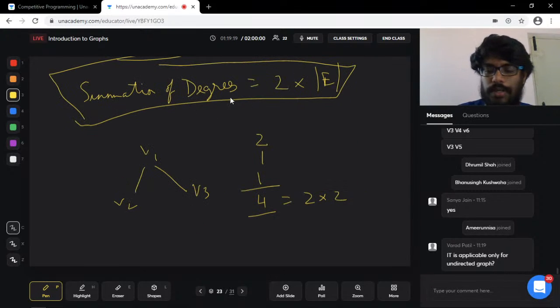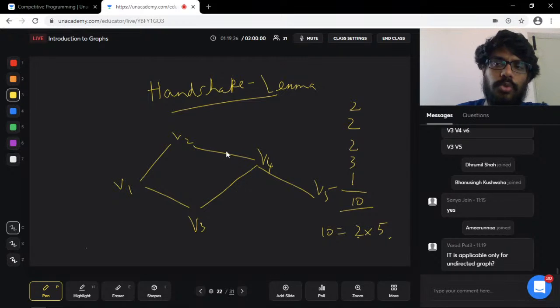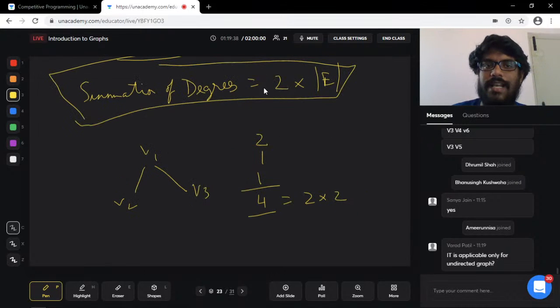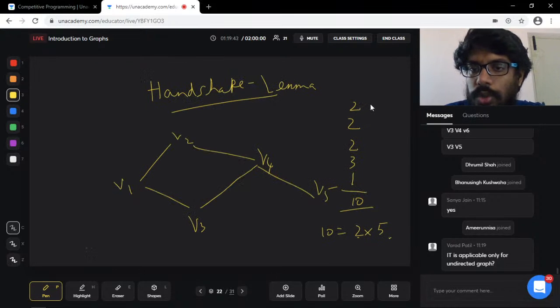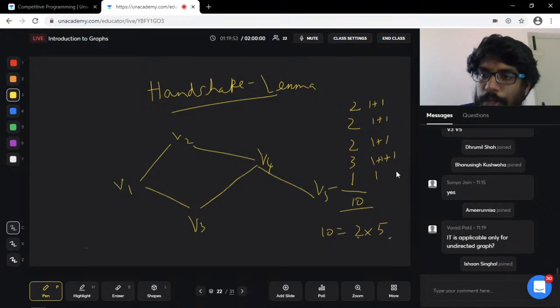So when I take this edge V2, V4, what did it do? It basically added a degree of 1 to V2 and added a degree of 1 to V4. So it contributed a sum of 2 to the left hand side. All I'm saying is think of this 2 as 1 plus 1, this 2 as 1 plus 1, this 2 as 1 plus 1, this 3 as 1 plus 1 plus 1, and this 1 as 1. So the summation is basically the number of ones here.